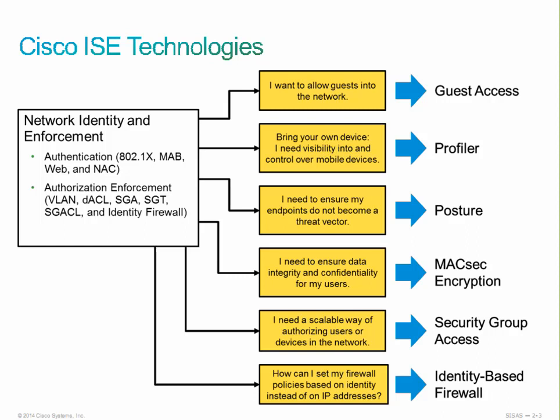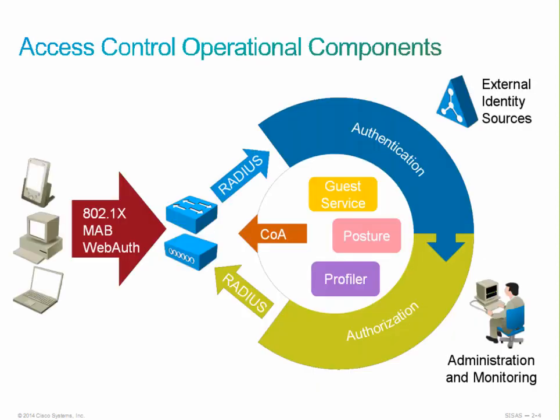Provides hop-by-hop encryption, like I said, with MACsec, and then finally security group access establishes what we call a cloud of trust to build secure networks instead of relying strictly on stateless information like IP address, application, and so on. So we have lots and lots of tools available, but these are the primary components of Cisco ISE. The key operational components of this access control network are going to work together to provide a very comprehensive solution.